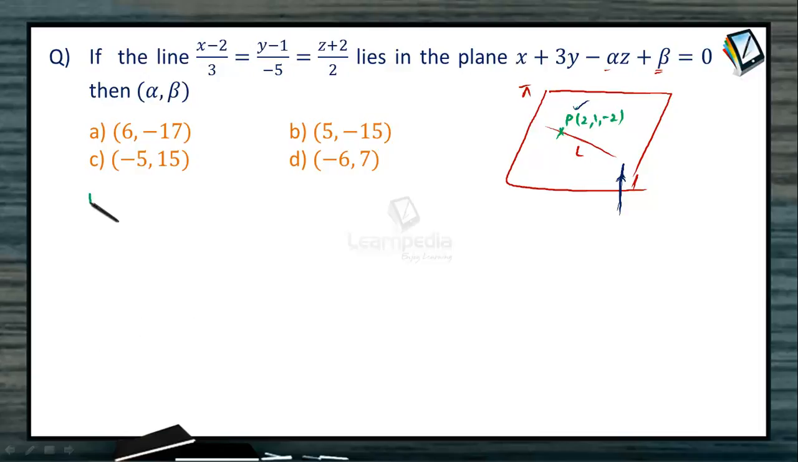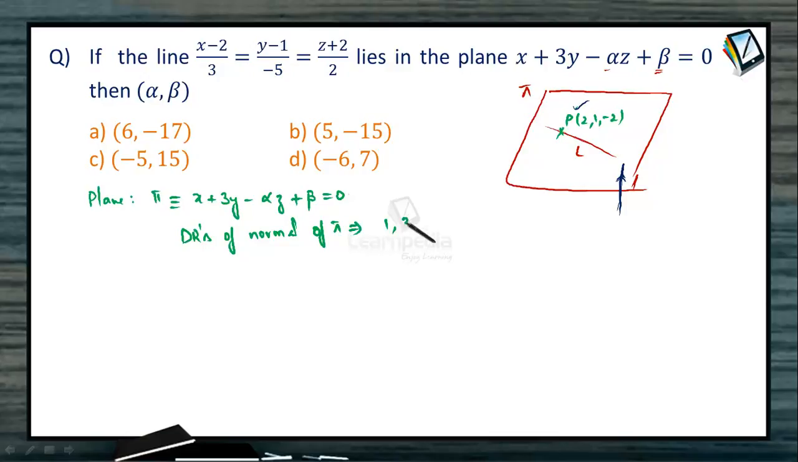What is the equation of the plane given? The equation of the plane, that is pi, is x plus 3y minus alpha into z plus beta equal to 0. So what are the DRs of the normal of the plane? The DRs of the normal of the plane pi will be 1, 3, minus alpha. This is a very important observation that we use.